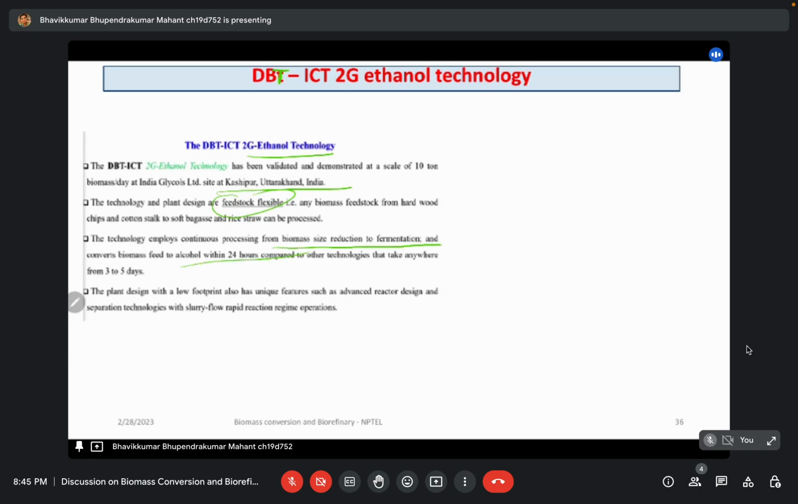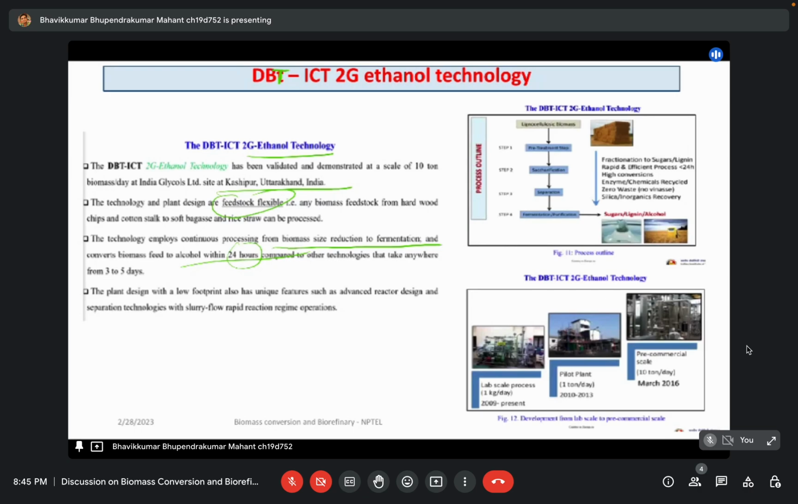Other technology takes 3 to 5 days according to them, but this can be done in 24 hours. The plant design has a low footprint, which also means low carbon footprint, low carbon emission, and it has an advanced reactor design.